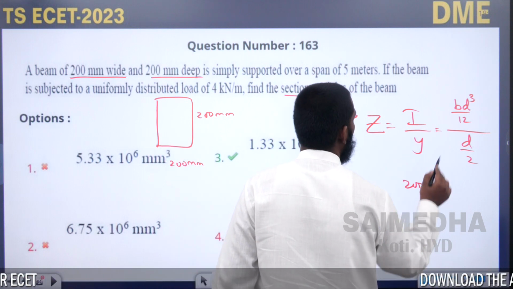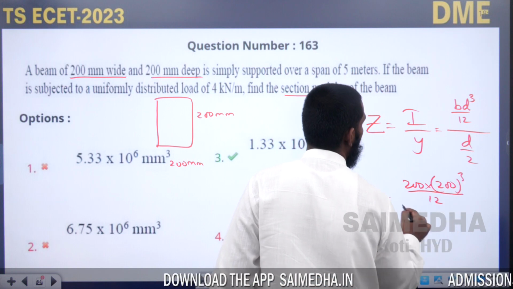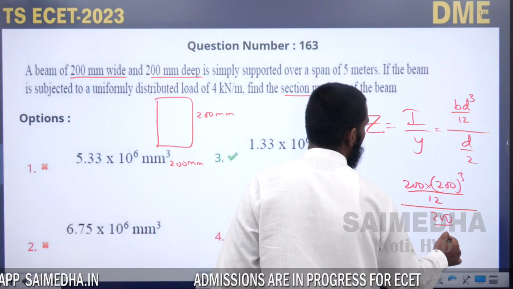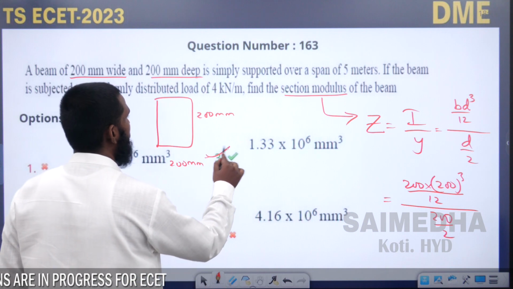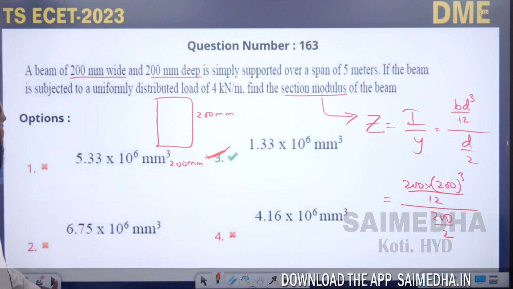So it is equal to B, which is 200, into D cube, which is 200 cube, divided by 12, whole divided by D by 2, that is 200 divided by 2. After cancelling all that part, we get the answer as 1.33 into 10 power 6 mm cube. Okay, the third option is correct.